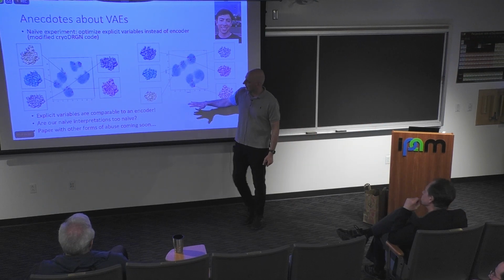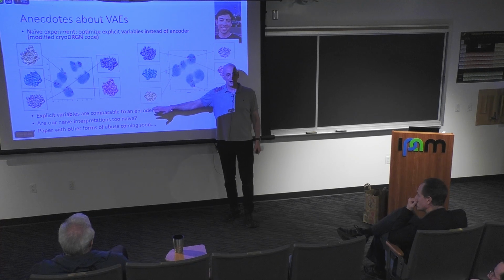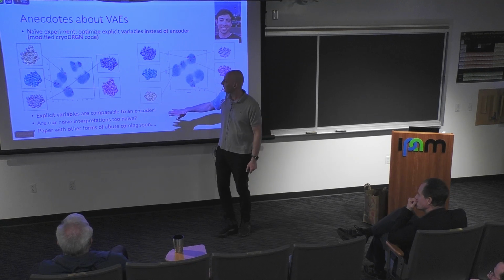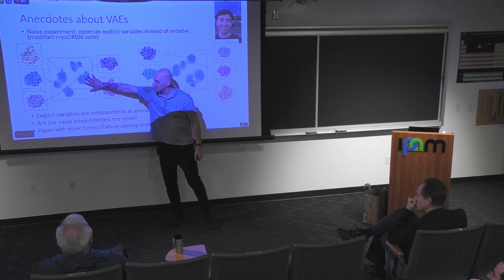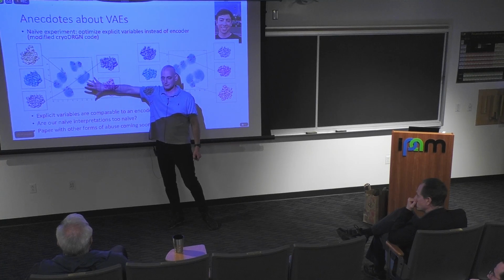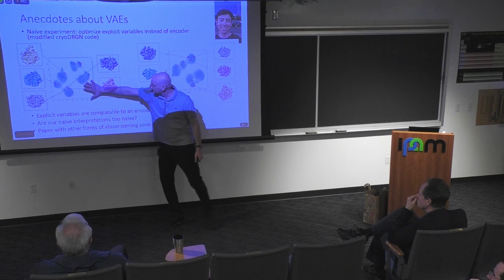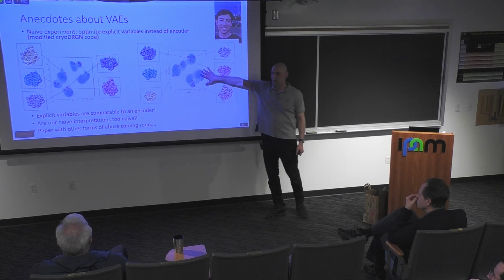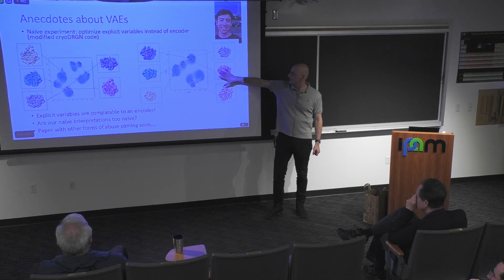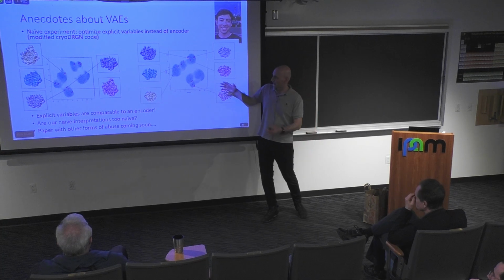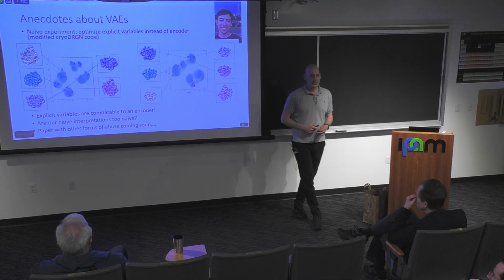And it's slower to optimize, okay? But if this is the results from the vanilla version of Cryo-Dragon running on the tutorial data set, this is what you get if you run this with explicit variables. And it's at least qualitatively very similar.